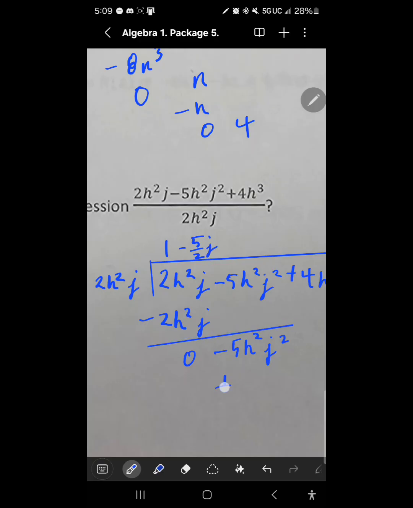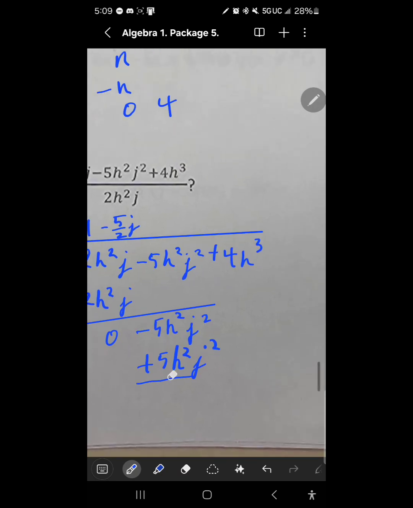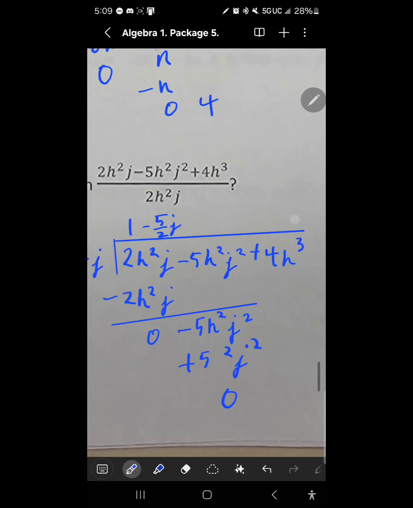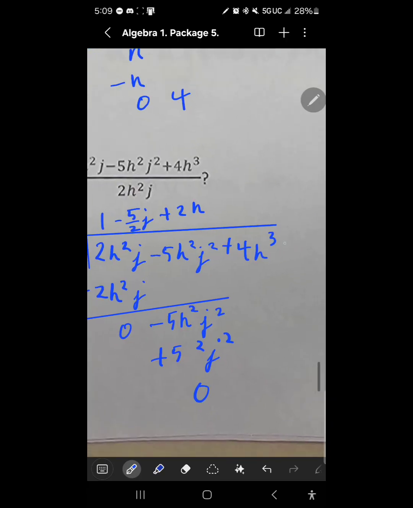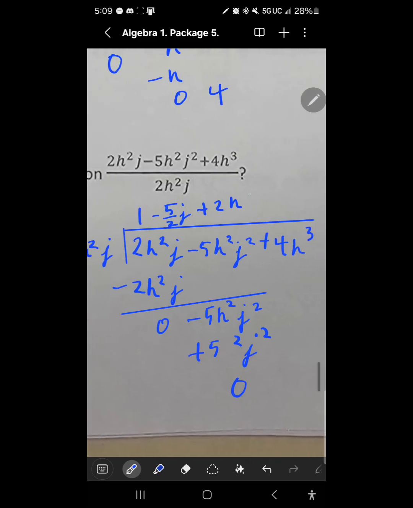So here the same, but we put the opposite sign. So this is 0. And then 4 divided by 2 is 2. H3 divided by H2 is H. And then 1, because we do not have a J here, so it's just 1 divided by J is 1 over J. So we can write this as 2H over J.